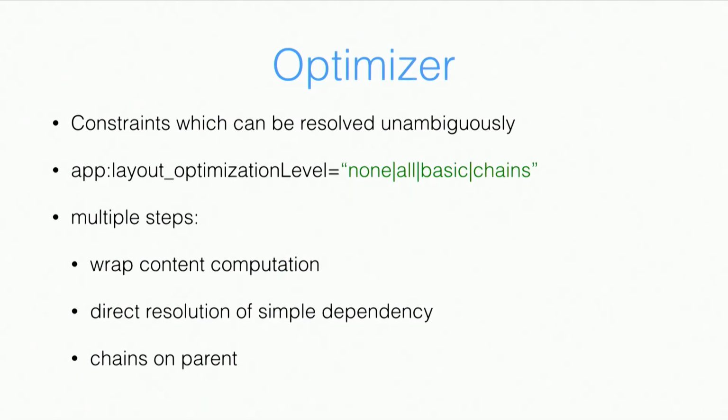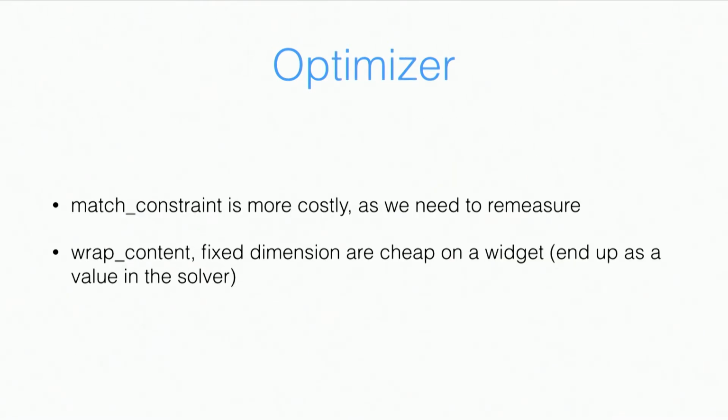And the optimizer has multiple steps. We are doing something for wrap content, something for the direct resolution, something else for chains as well. One thing that's very important: match constraint, in general, is pretty costly. That's the equivalent in linear layout of using 0dp with weight and stuff like that. That's kind of what match constraint is. And why is it costly?